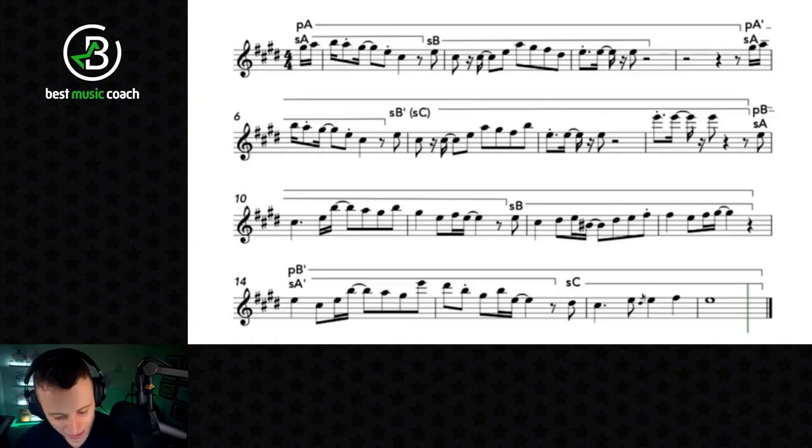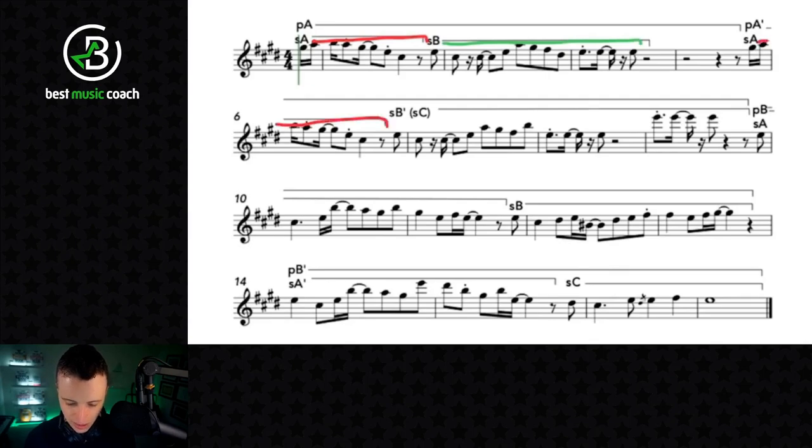Beautiful. Now, if we think about this from a subphrase perspective, what do we have? All right, we got subphrase A, a subphrase B, then we have subphrase A again, which is literally exact repetition. It's not A prime, it's literally subphrase A, then to subphrase C. Then we have a new phrase, so we're going to start again with a new A.